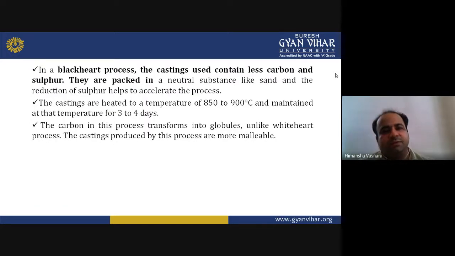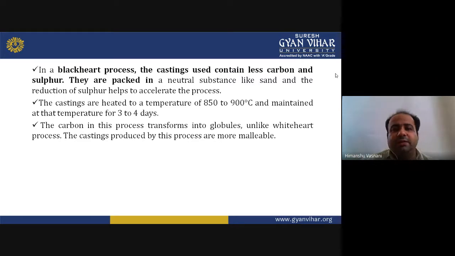Then the black heart process. It is another process after the white heart process. The castings used contain less carbon and sulfur. They are packed in a neutral substance like sand, and reduction of sulfur helps to accelerate the process. The castings are heated to a temperature of 850 to 900 degrees centigrade and maintained at that temperature for 3-4 days.